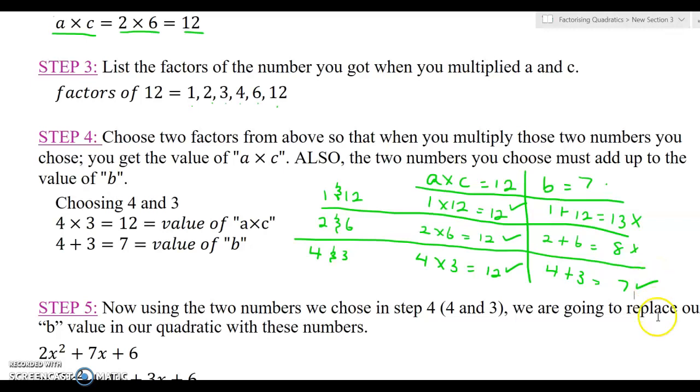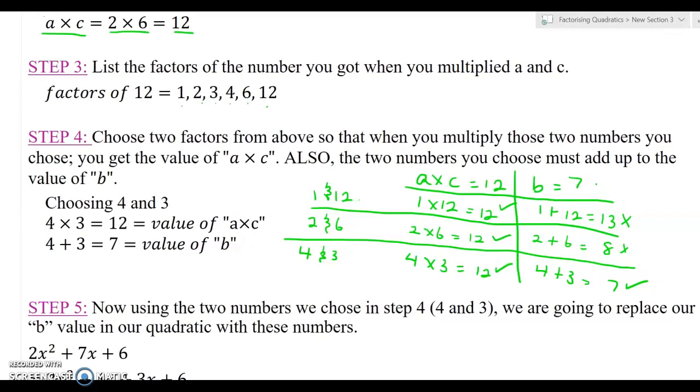And honestly, as you practice and you do more questions, it gets easy, right? It gets a little bit more difficult when you have negative signs in the mix. I might actually do questions with negative numbers in them in the next video, right?